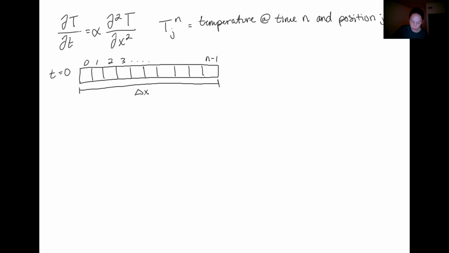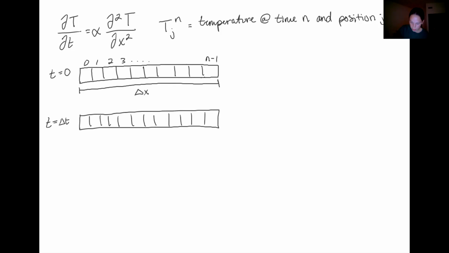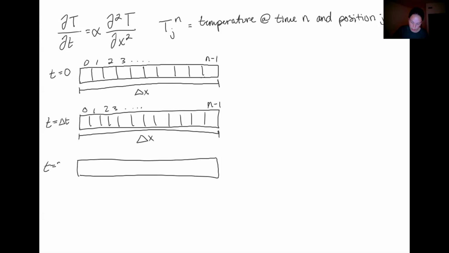So we can also draw this out for a time increment of delta t. And it's essentially the same thing. n minus 1, 0, 1, 2, 3, dot, dot, dot. And again, this length is delta x. And we're going to do it a third time. And we'll say that this time increment is 2 delta t. Three. And n minus 1.